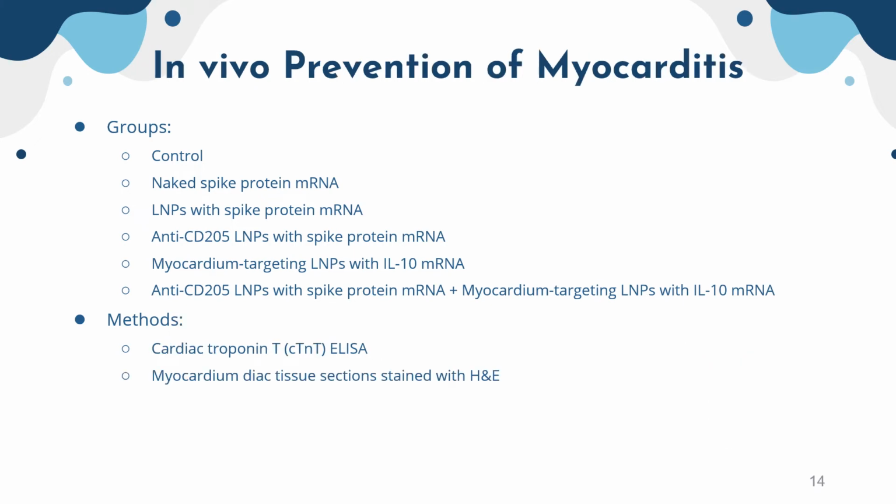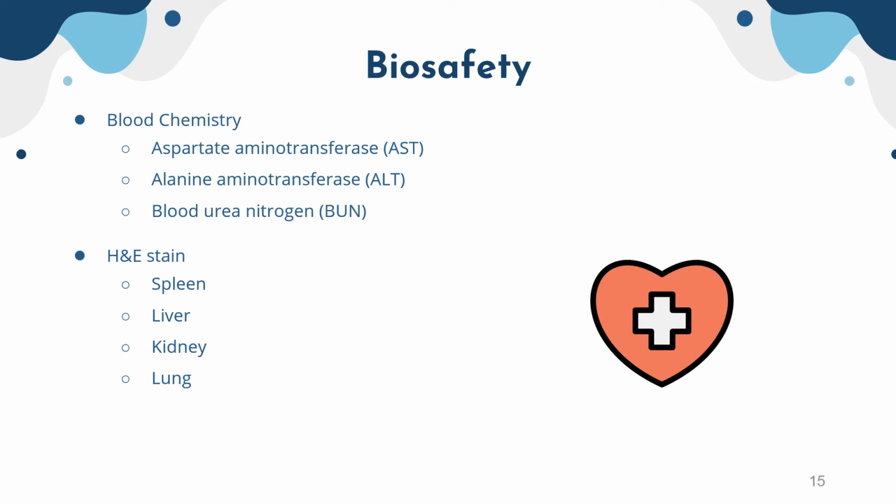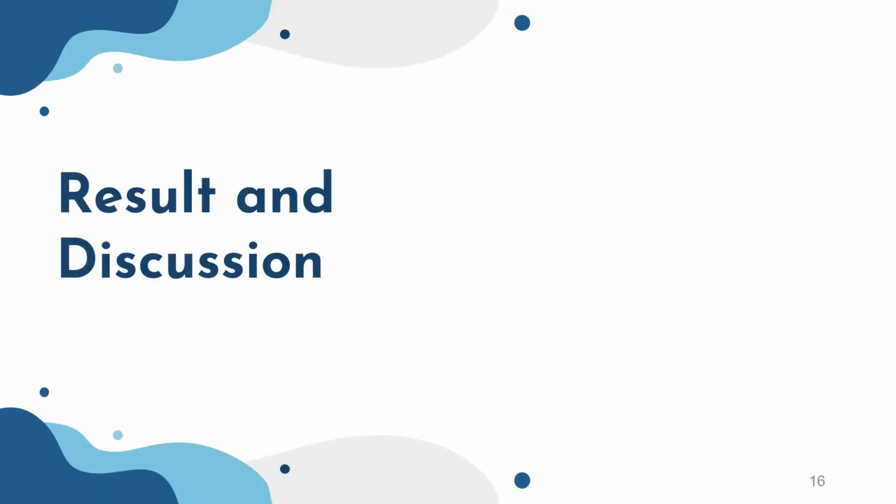For in vivo prevention of myocarditis, serum samples are collected and examined for the amount of cardiac troponin T, a specific indicator for myocardial cell damage, with an ELISA kit. Heart tissues are collected, then stained with H&E. The potential toxicity of lipid nanoparticles is measured using blood chemistry and H&E stain of the main organs. And here are the expected results and discussion.